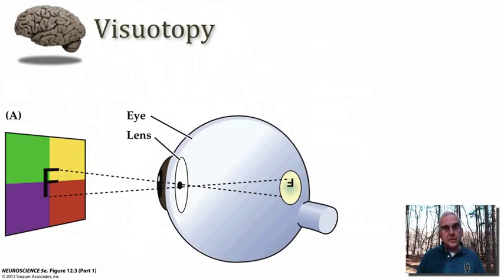Because the lens is an optical device, the image is inverted and left-right reversed. So as you can see here in this illustration, this letter F that we may look at in the environment ends up being projected upside down and backwards simply because of a function of the optical properties of the lens.